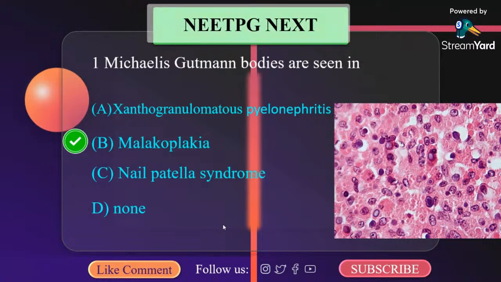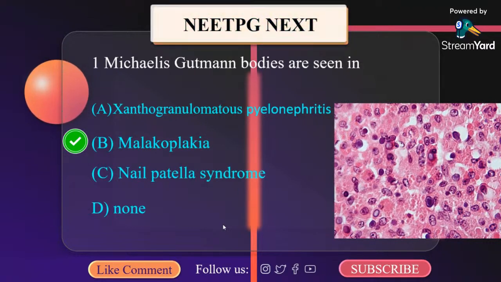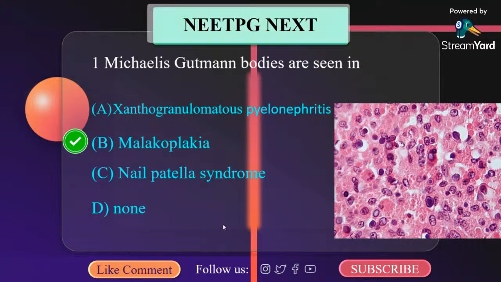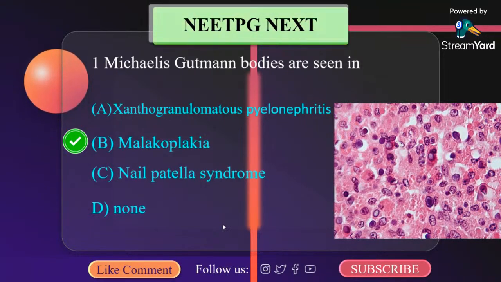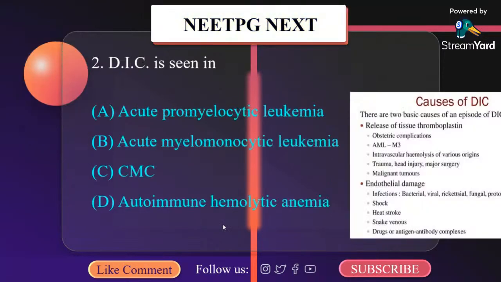In addition to these histological findings, malakoplakia is also characterized by Michaelis Gutman bodies. Michaelis Gutman bodies are laminated mineral concretions resulting from deposition of calcium in enlarged lysosomes. The correct option is malakoplakia.